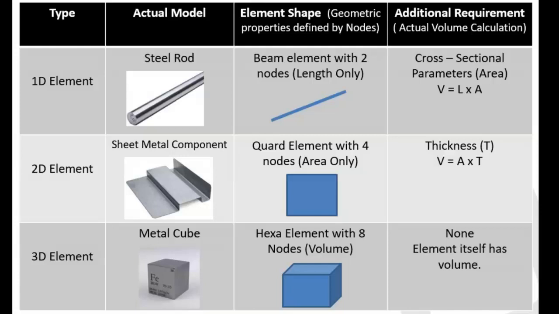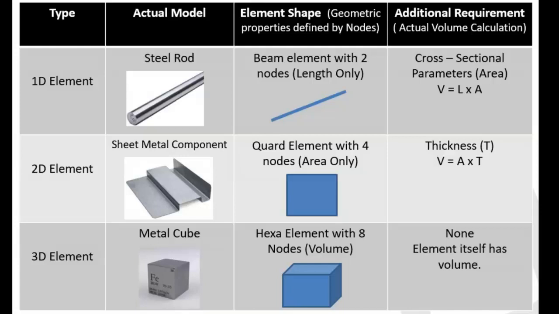Similarly, for 2D elements, let's take an example of a sheet metal component where the thickness is very small as compared to the other two dimensions. Once we have 2D meshing on these types of components, we create area. Again, we don't have volume, so we give thickness. Thickness multiplied by area gives volume. And once we have volume, we can have mass, inertia effect and the rest of the things.